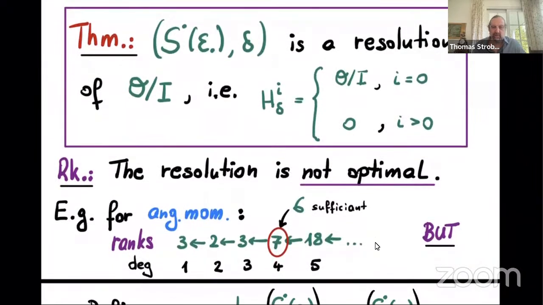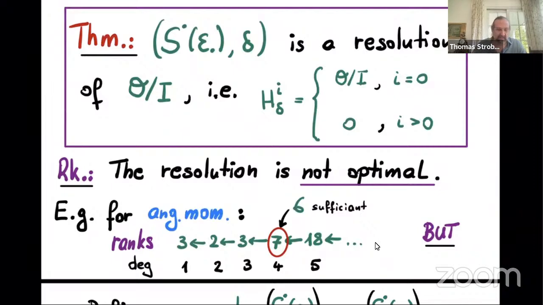And then the theorem is that this is a resolution. So that means that at degree zero, you get what you want, and at higher degrees, you get zero. This resolution is still not optimal. So for example, in the angular momentum, we had 3, 2, 3 ranks, and then we had 6 here. So in this, with these trees, you find 7. So in principle, in general, one can think of further contractions of this tree, of this resolution in some particular cases, if one finds something of that sort.